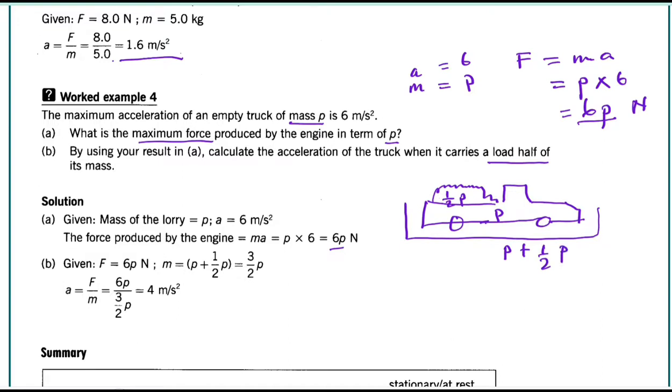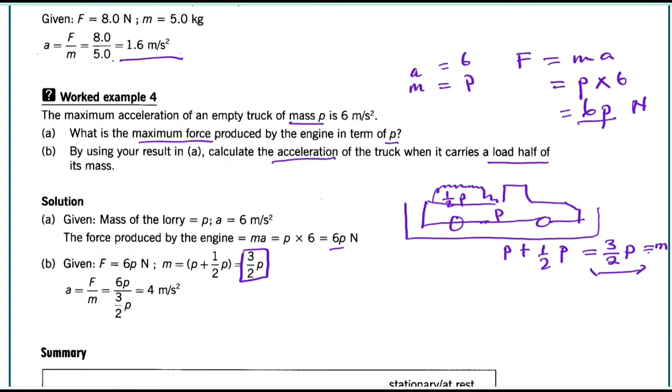Are we together? If this thing is going to experience any force, its total mass will be the one that experiences the force. So its total mass will be equal to P plus half P, which is equal to 3/2 of P. Is that okay? So that is where we see our mass is 3/2 P. Now we can calculate the acceleration.